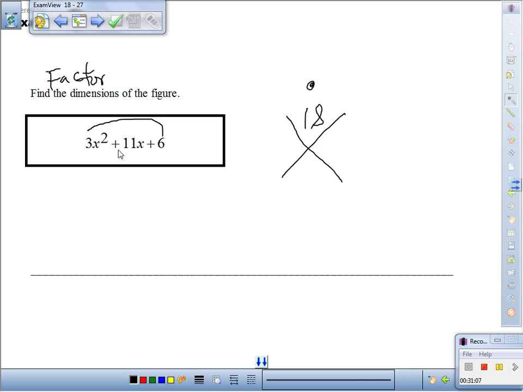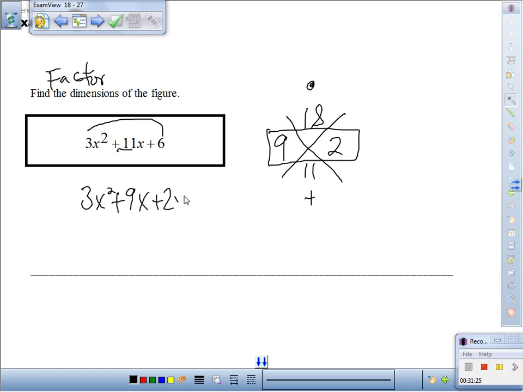18. And what's the middle term? 11. So what factors of 18 add up to 11? 9 and 2. So I'm going to rewrite this one. 3x squared, but instead of 11, I'm going to write these two. So that becomes 9x plus 2x plus, and then I bring the last term down, which is the plus 6.